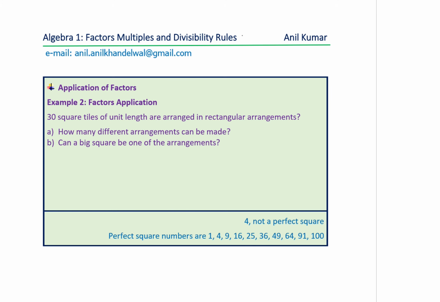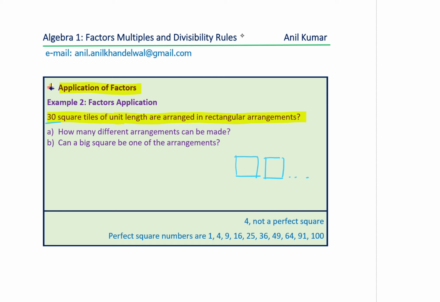Now this is an application question. As I was saying, we have many applications of factors. The question here is: 30 square tiles of unit length are arranged in rectangular arrangements. So we come back to our rectangle, right? The number here is 30. So we have 30 square tiles, all square tiles. Like this, we have many tiles and a total of 30 of them.